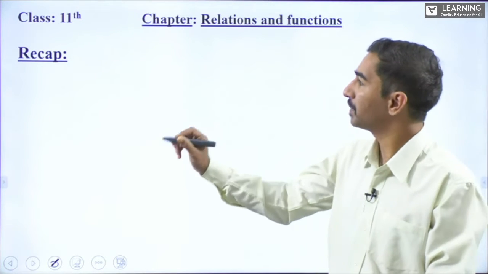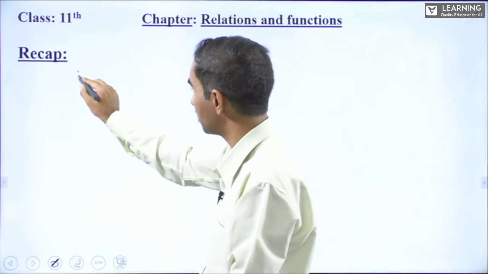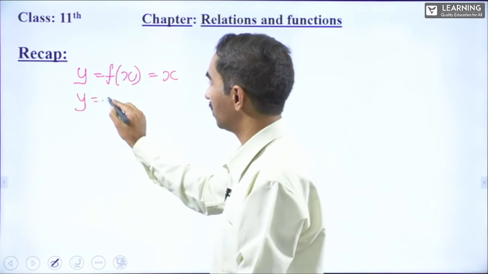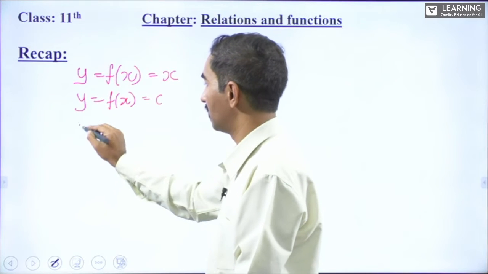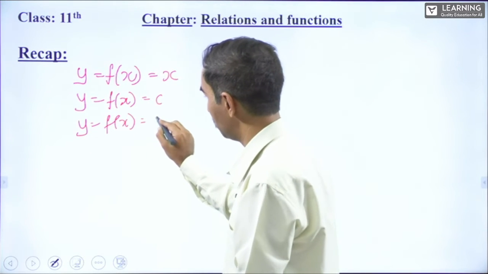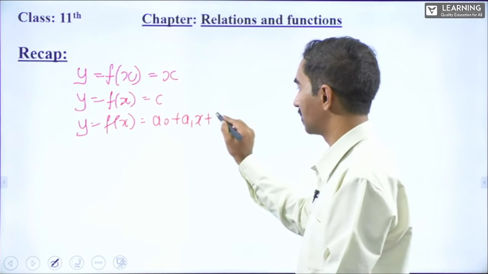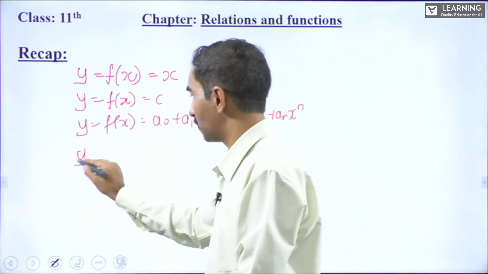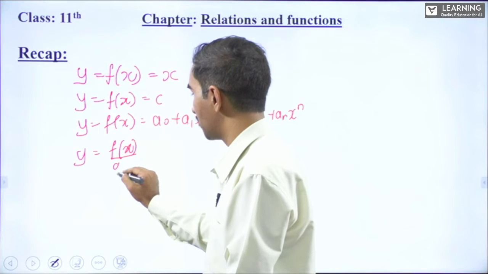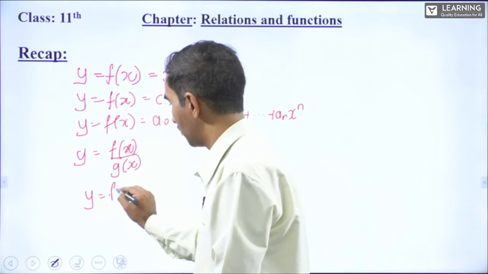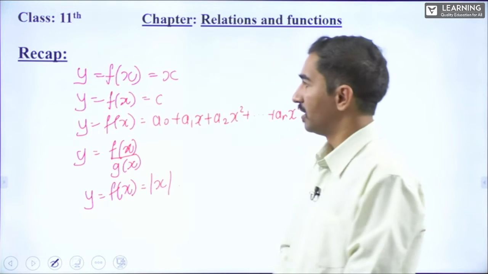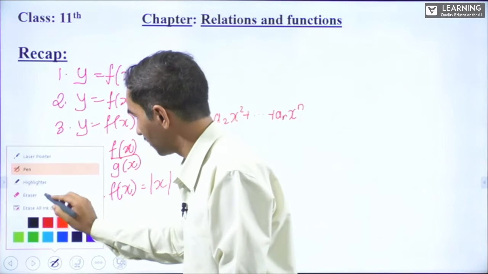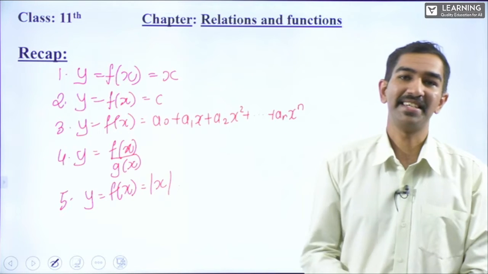Alright, so let us have a very quick recap of what we saw in the previous class. We saw y is equal to f of x is equal to x. Y is equal to f of x is equal to c. Y is equal to f of x is equal to a naught plus a1x plus a2x square until an x to the power of n. Y is equal to f of x by g of x, and y is equal to f of x is equal to mod x. So these are the 5 functions, students, which we had seen in the previous class, correct?